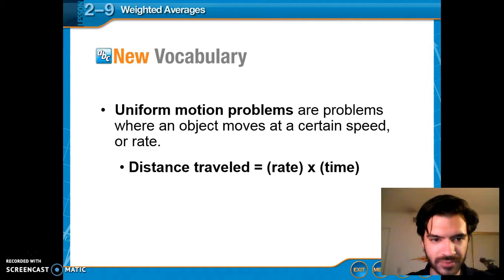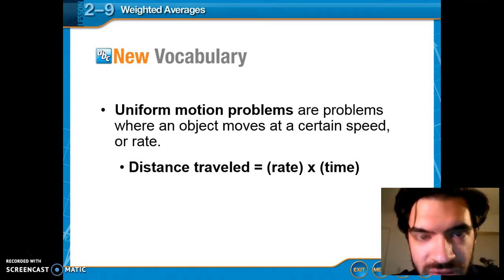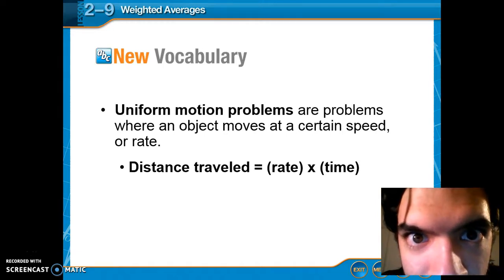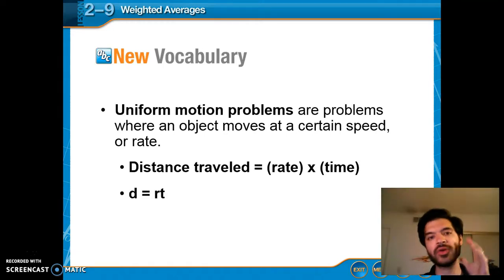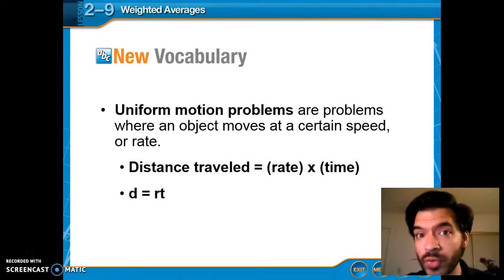Let's go. So we're looking at distance. Distance traveled, rate times time. We've been using this a lot. I'm asking you to remember this. This is something you should know. We normally see this as D equals RT. D equals rate times time. This is something we're going to be looking for.